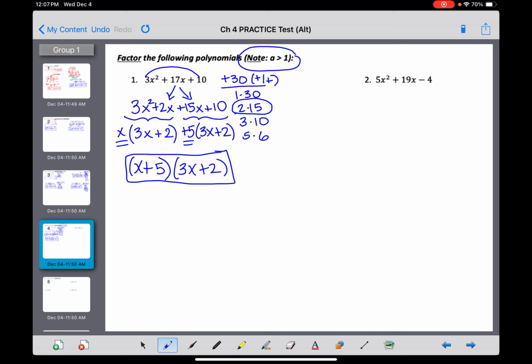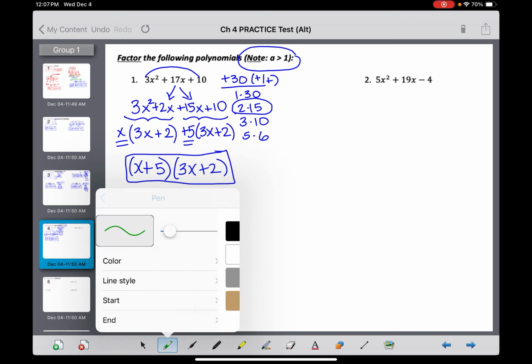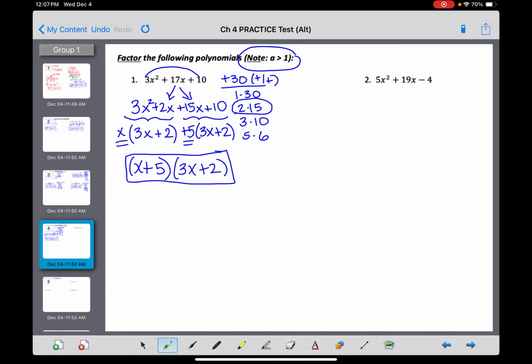On the second example, I am going to do split the middle. Again, if you prefer slide and divide, we should still have the same answer when we're done. So when I do slide and divide, the first thing I do is multiply a times c. 5 times negative 4 is negative 20. I'm going to circle my 5 so I don't forget to divide by it later, but then I'm going to write this as x squared plus 19x minus 20. And now I am looking for a pair of numbers, positive and negative, because it's a negative 20, that multiply to make negative 20 and add to make positive 19.